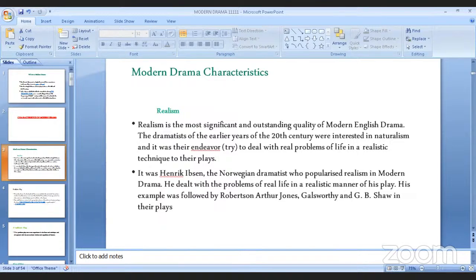Now, traditional drama dealt with supernatural elements, fate, heroic deeds, etc. Whereas modern drama deals with realism, absurdism, and some of the famous modern playwrights are Henrik Ibsen, George Bernard Shaw, and the American modern dramatists Edward Albee and Arthur Miller. Among them, Henrik Ibsen is considered the father of modern drama.